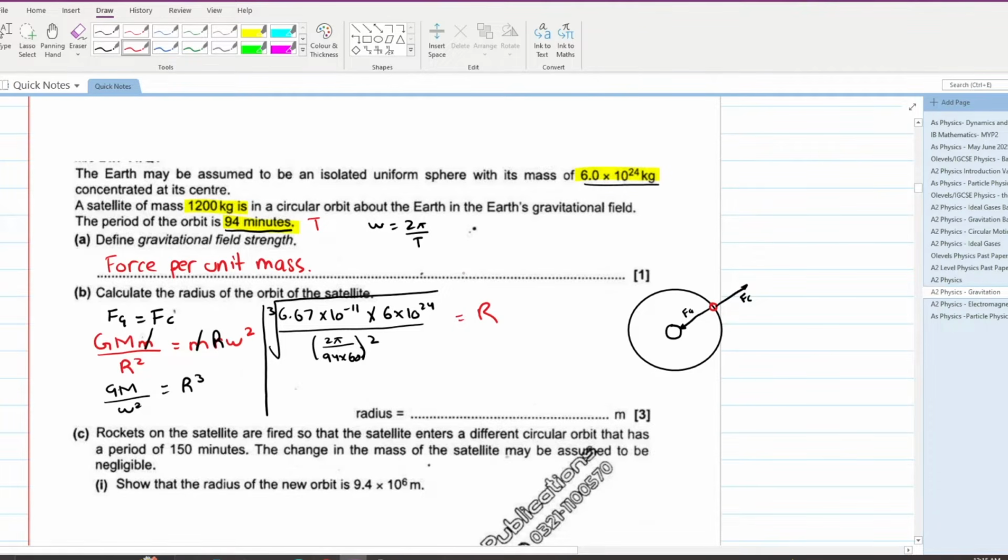6.67 into 10 raised to the power minus 11 into 6 into 10 raised to the power 24. Okay. And we divide this answer by 2 pi divided by 94 into 60, and let's put a square value here and take a cube root of this. So this is a big calculation. I am unsure whether I will get the answer correct or not because I am bad at that.